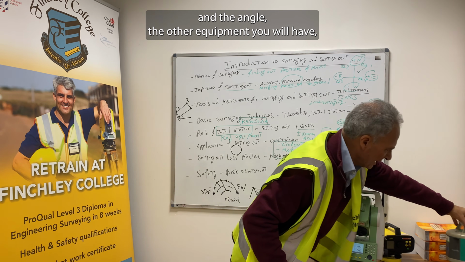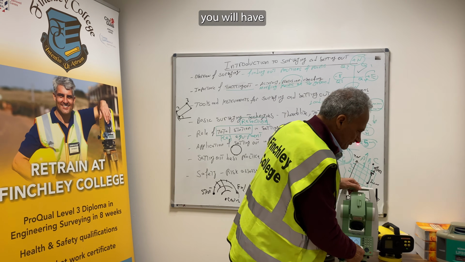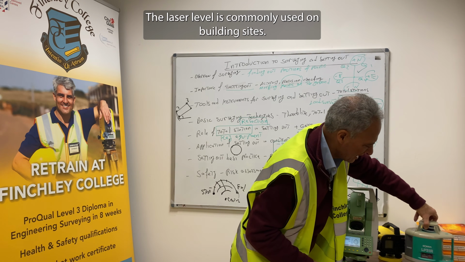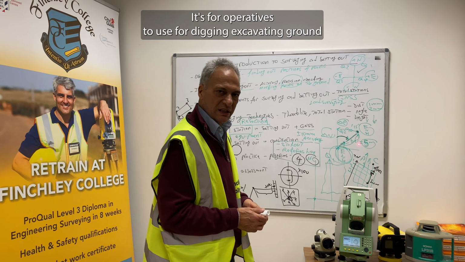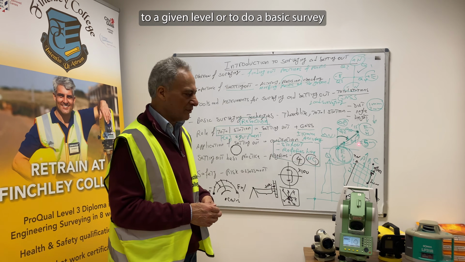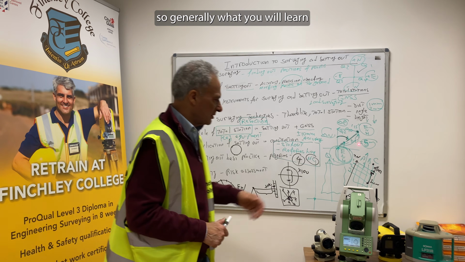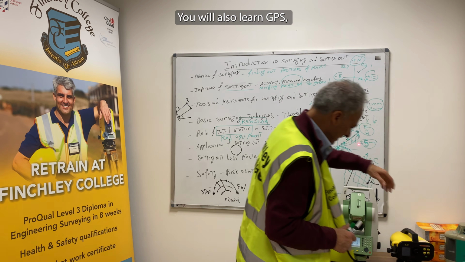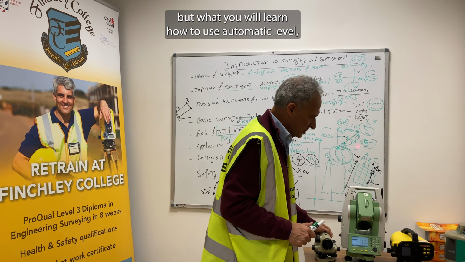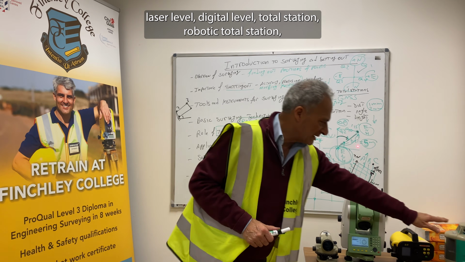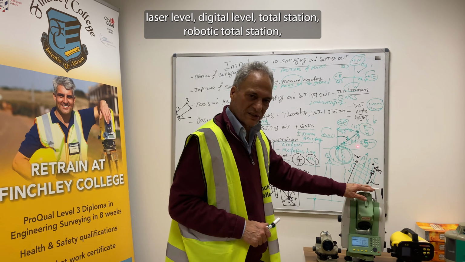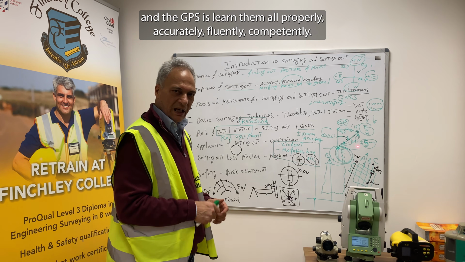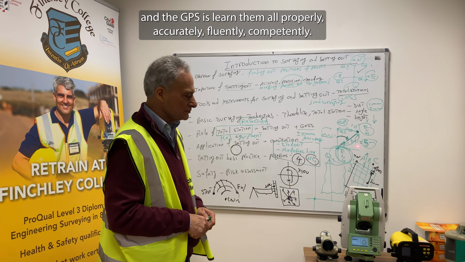The other equipment you will have is a laser level. The laser level is commonly used on building sites. It's for operatives to use for digging, excavating ground to a given level or to do basic surveying. So generally, we also teach GPS. I haven't got a GPS here with me today, but what you will learn is how to use the automatic level, laser level, digital level, total station, robotic total station, and the GPS. Learn them all properly, accurately, fluently, competently. Thank you very much.